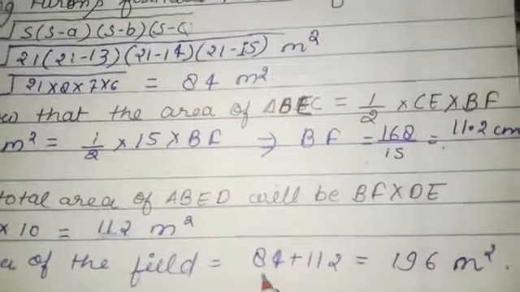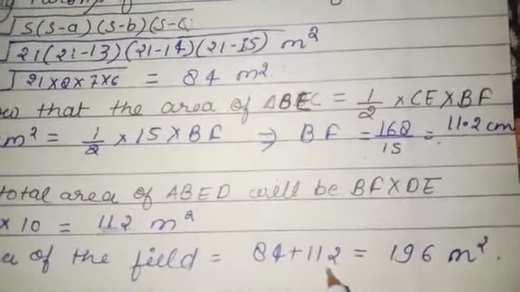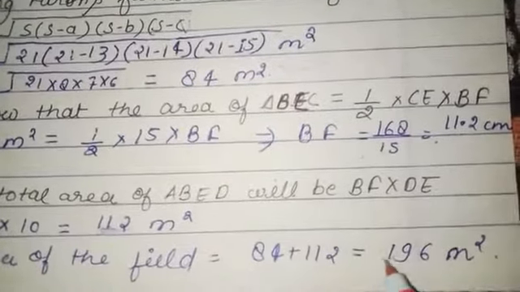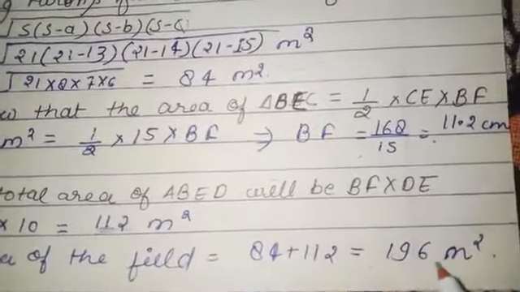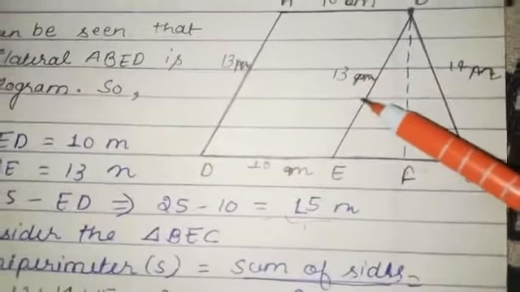So that is 84 plus 112, that is 196. So the total area of the trapezium is 196 meter square.